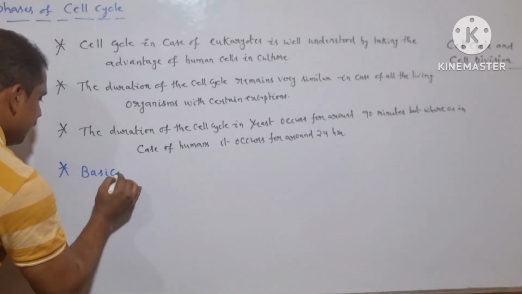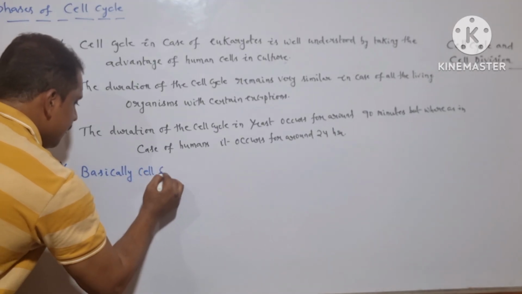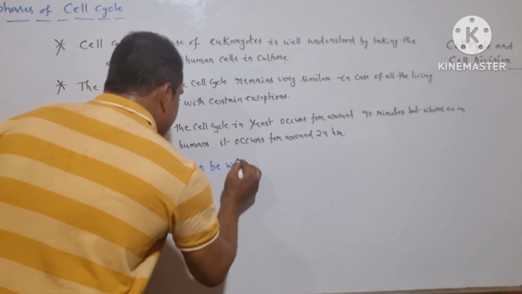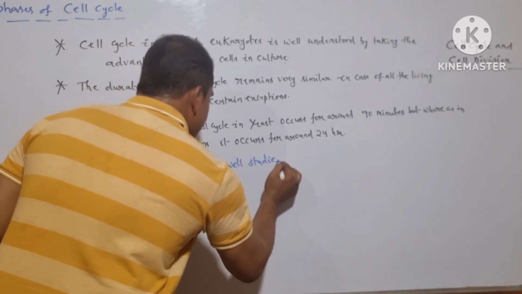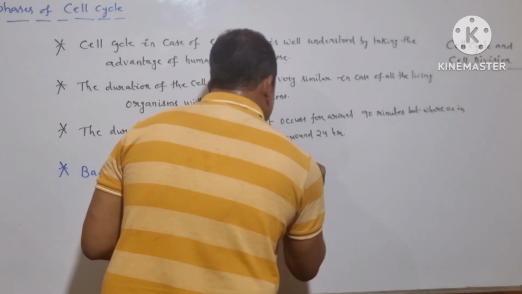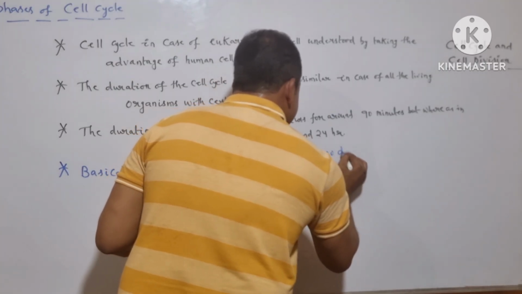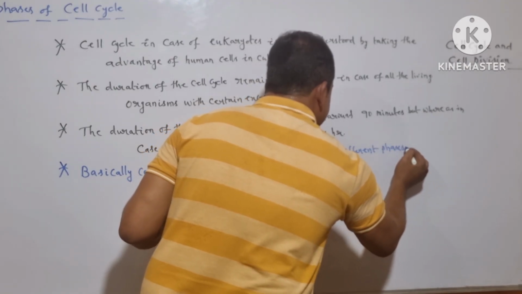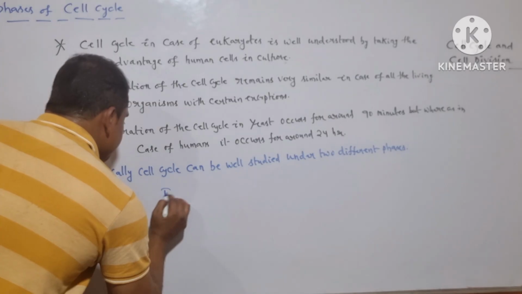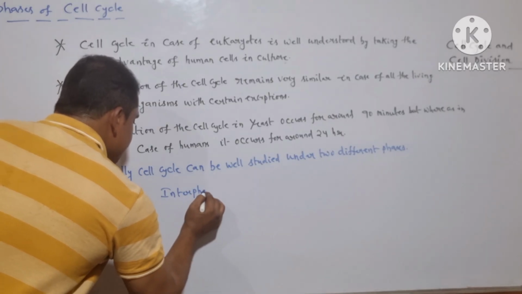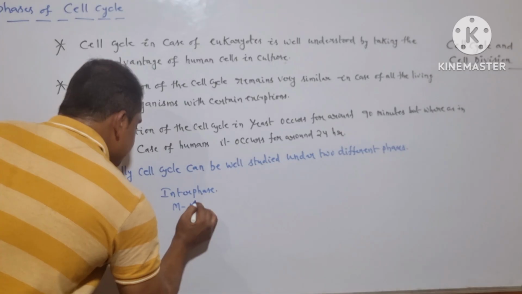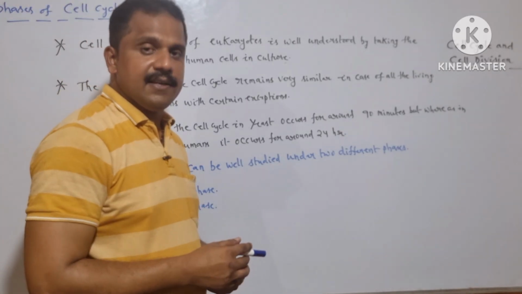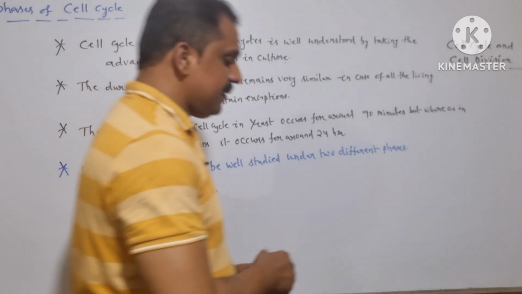Basically, the cell cycle can be well studied under two different phases, and these may include interphase and the other one is M phase. So at first we will be studying interphase. So what is interphase? So let me erase the things here.